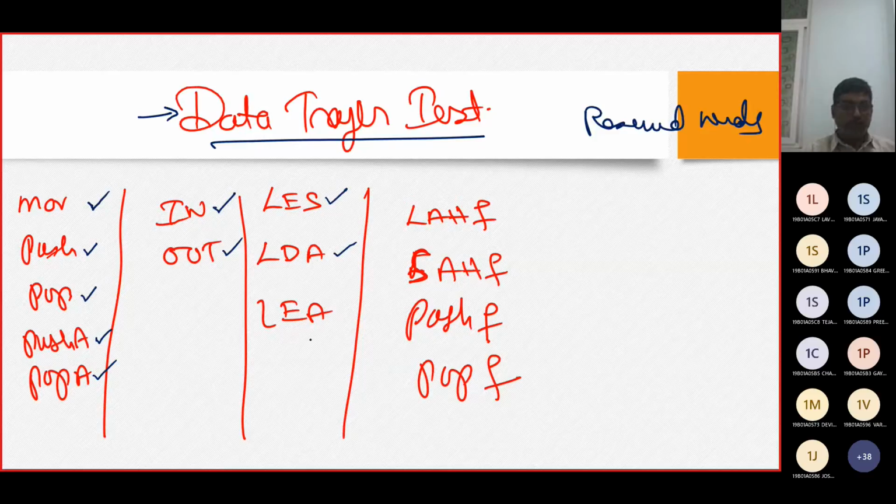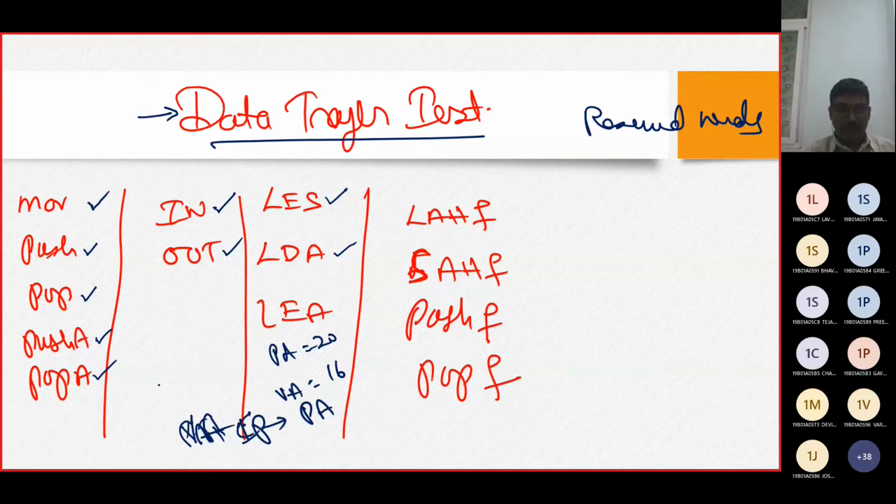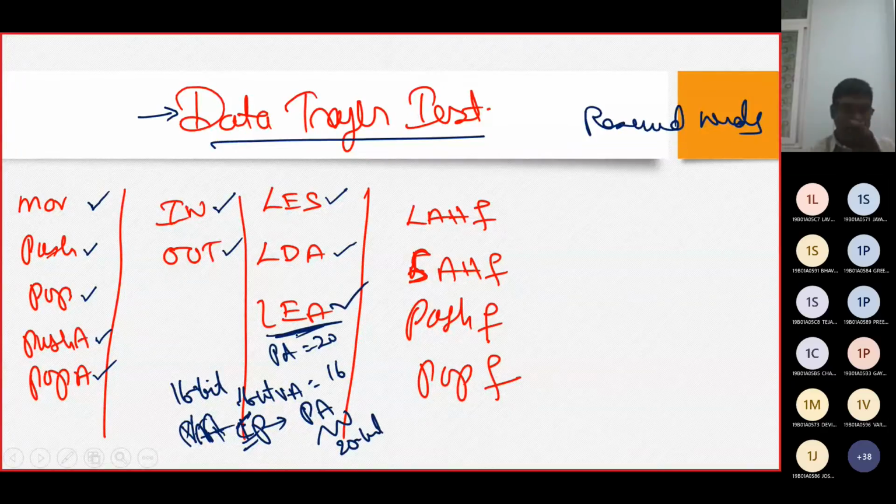Physical address is going to be a 20-bit address and virtual address is going to be a 16-bit address. Now we need a conversion mechanism where the physical address equals the virtual address and the instruction pointer used to compute it. Virtual address is 16-bit, instruction pointer is 16-bit. Then we add these two in order to get the 20-bit address. That is all taken care of via this load effective address.